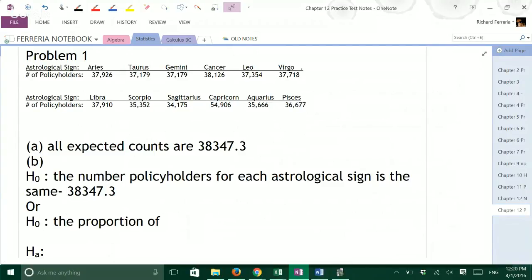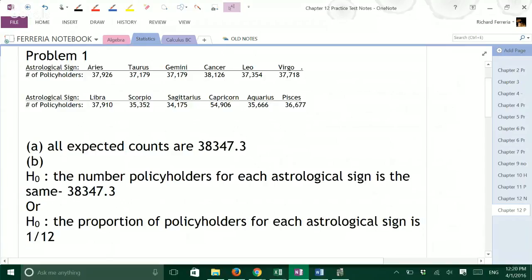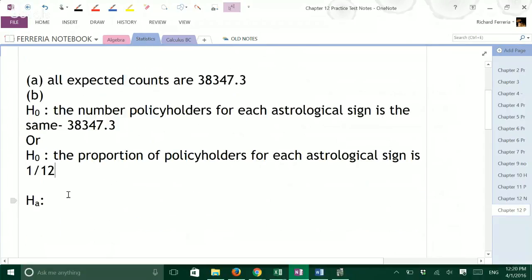Proportion of policyholders for each astrological sign is 1/12. That would be saying the same thing, but using proportions instead of counts.